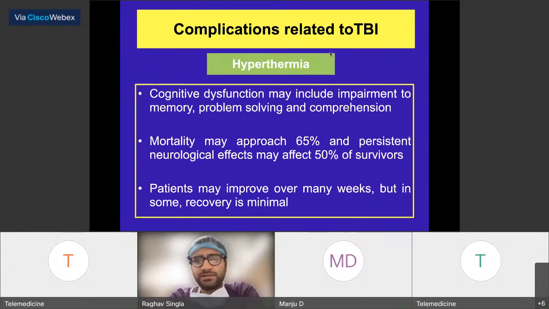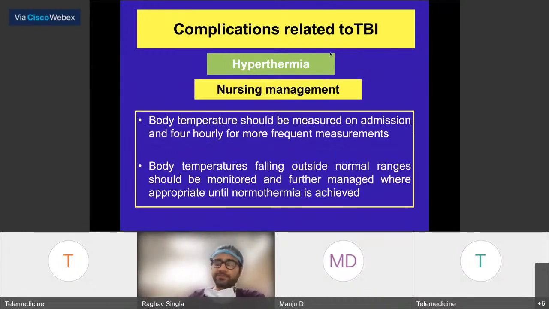So when we see a post-op patient who is M6, who is in a drowsy status, and then they start developing some hospital-acquired infection, they develop a fever, and we see that their sensorium dips, they have problems in their memory, in comprehension and problem solving. As a result, the long-term morbidity and mortality of these patients is significantly worsened. That is why it is very important that we aggressively control hyperthermia in these patients.